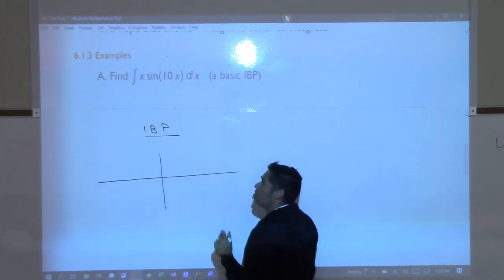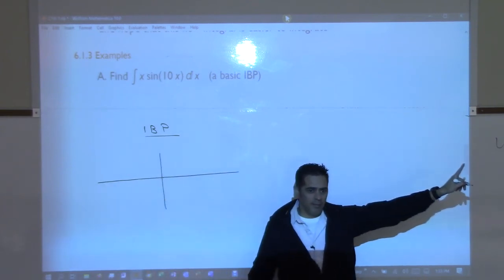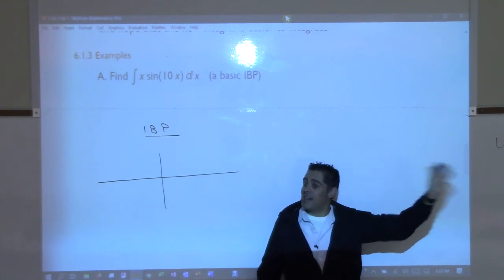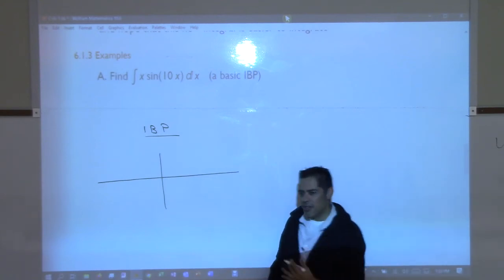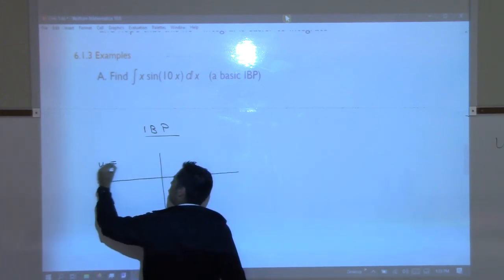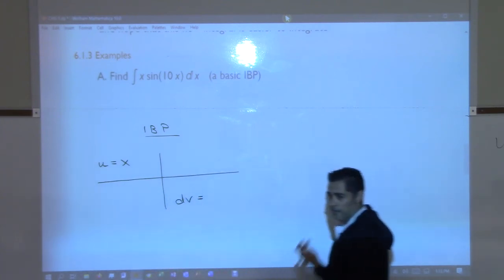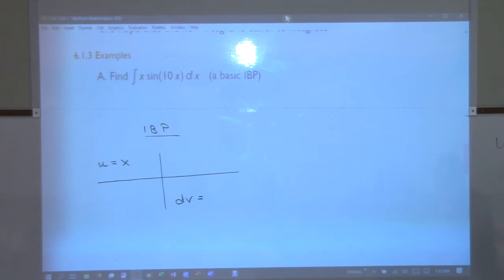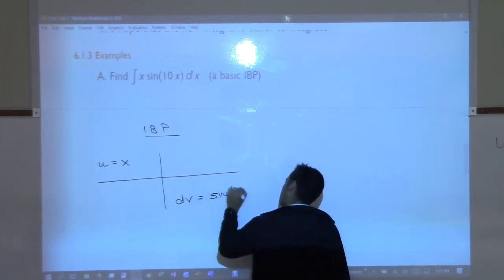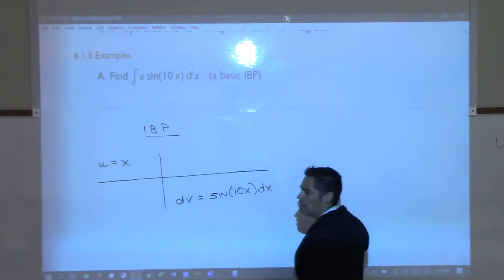If you're choosing x to be the u, in the new integral it's what? It's a 1, or dx. But it gets better, doesn't it? It gets nicer in the new integral, and that's usually a good indication that you should use that for your u. So I'm going to let u be x, and then that forces you to let dv be everything else that's there, right? Sine of 10x dx.